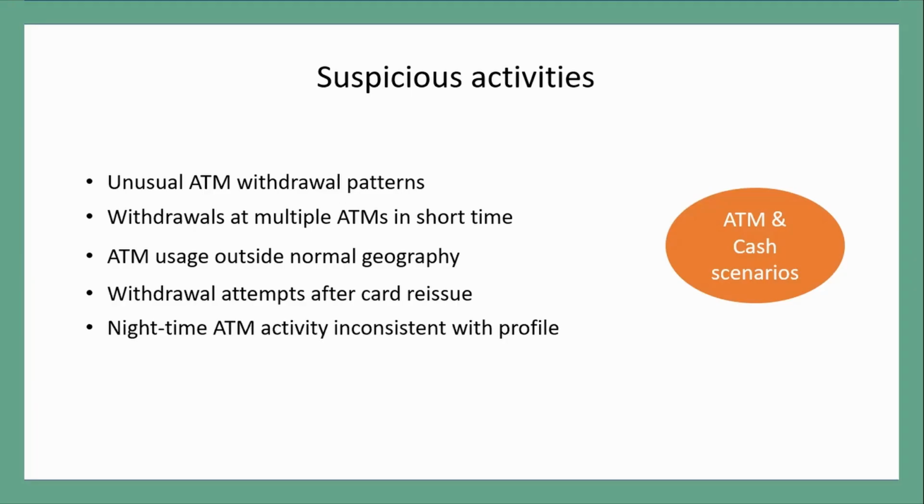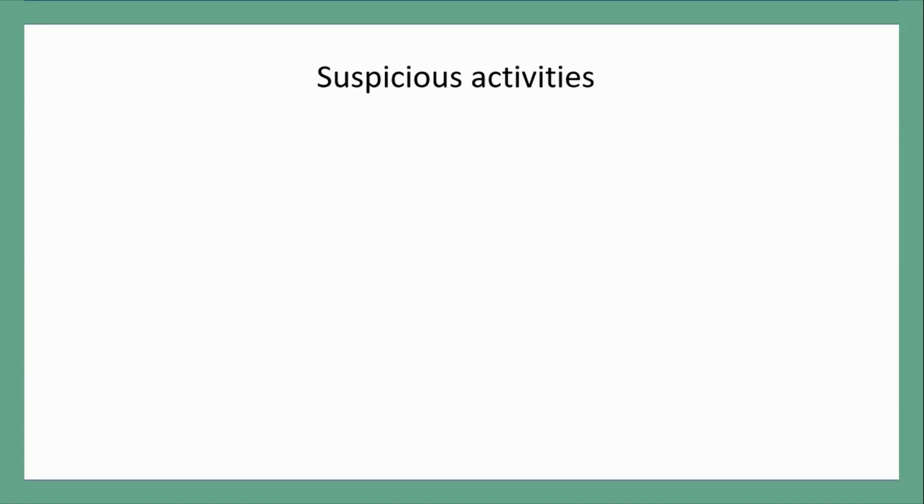Or if there is nighttime ATM activity which is inconsistent with the profile, like at midnight, you are seeing that someone is withdrawing cash from an ATM. It becomes suspicious. The next category is mule detection. So the bank proactively would like to know which are suspicious accounts, which could be mule accounts, which will be misused by the fraudster, or which are being misused by the fraudster.